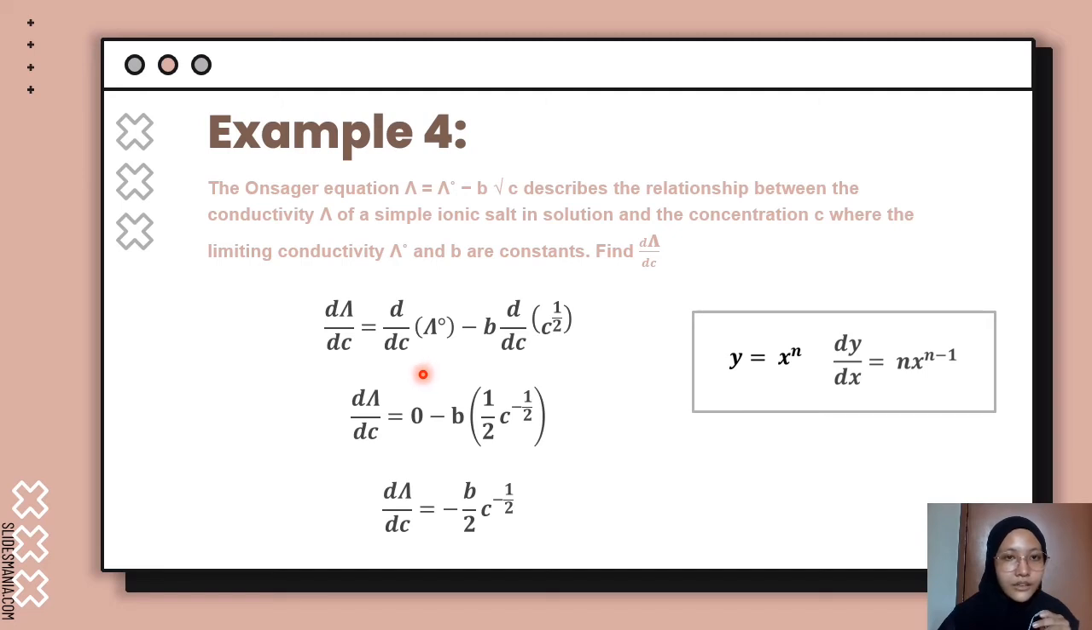The derivative of the limiting conductivity will be 0 because it is a constant, and we can differentiate c to the power of 1 over 2 using this formula. So we need to bring 1 over 2 to the front and subtract 1 from 1 over 2. So we will get 1 over 2 c to the power of negative 1 over 2. And then we calculate, we will get d conductivity over dc is equal to negative b over 2 c to the power of negative 1 over 2.